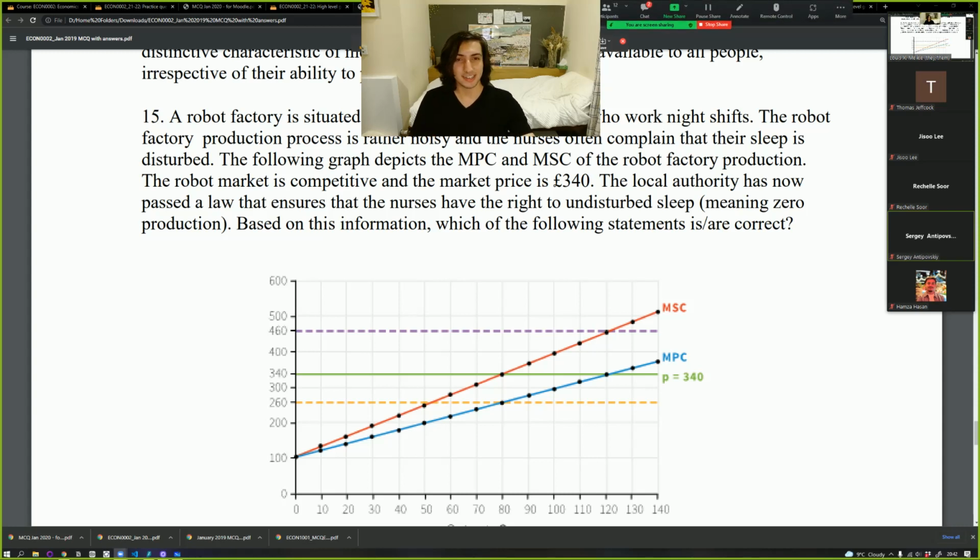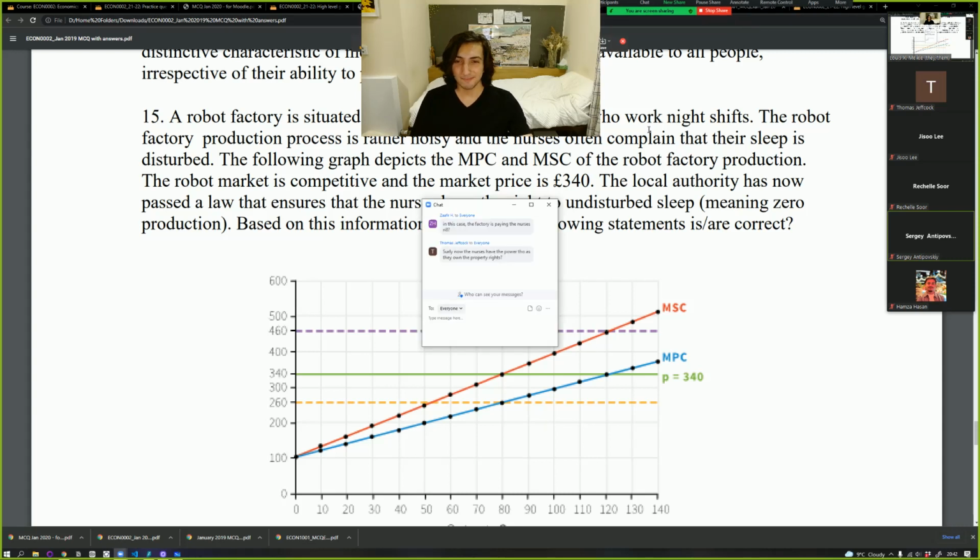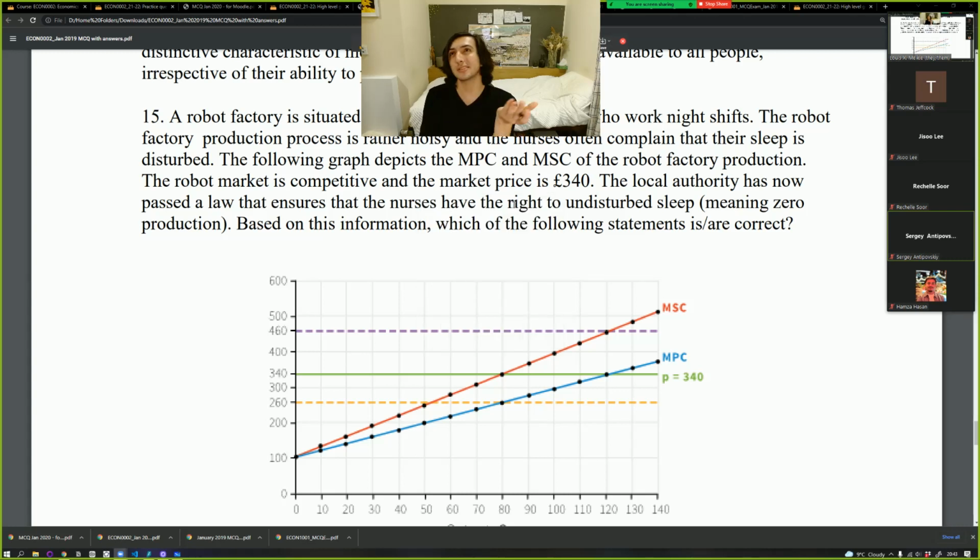Hey, chat messages. I love getting those. Surely the nurses now have the power, though, as they own the property rights. Perhaps. I don't think that entitles them to property rights. Like, the right to sleep nicely is not the same as having rights over the property that causes you annoyance. Like, if that was right, I would have a private monopoly over British Rail. So, evidently not.